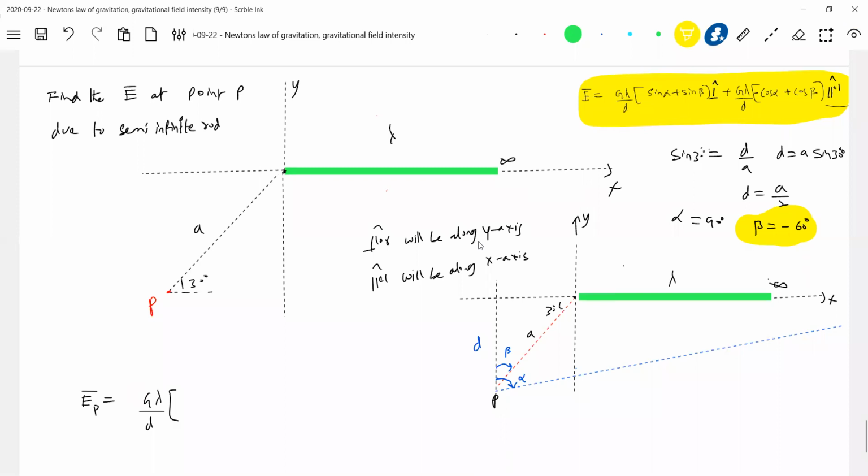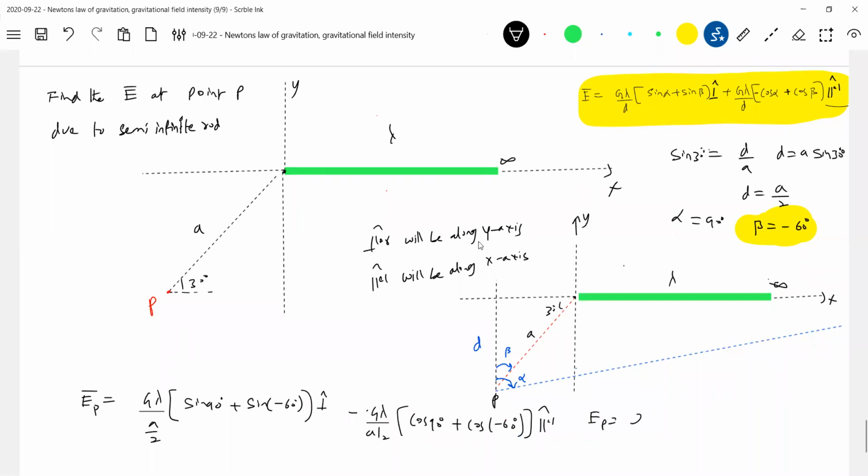So this sign will not come. In place of d, what will be there? d is equal to a by 2, because a is given to us, not d. So I'll write a by 2. Sine alpha, sine 90, sine of minus 60, this should be equal to the parallel and perpendicular components. Next, cos 90. Let's simplify: 2G lambda by a, sine 90 gives root 3 by 2 I cap. Cos 90 is 0, cos 60 will be 1 by 2.